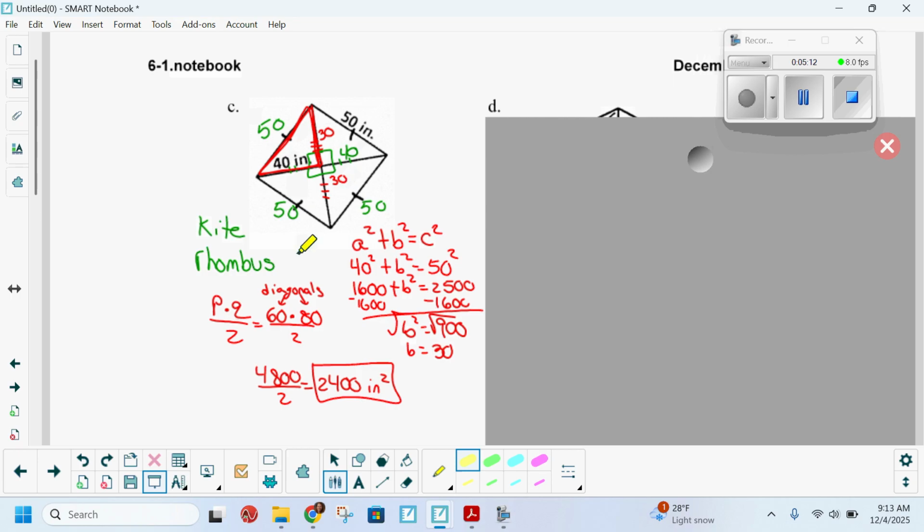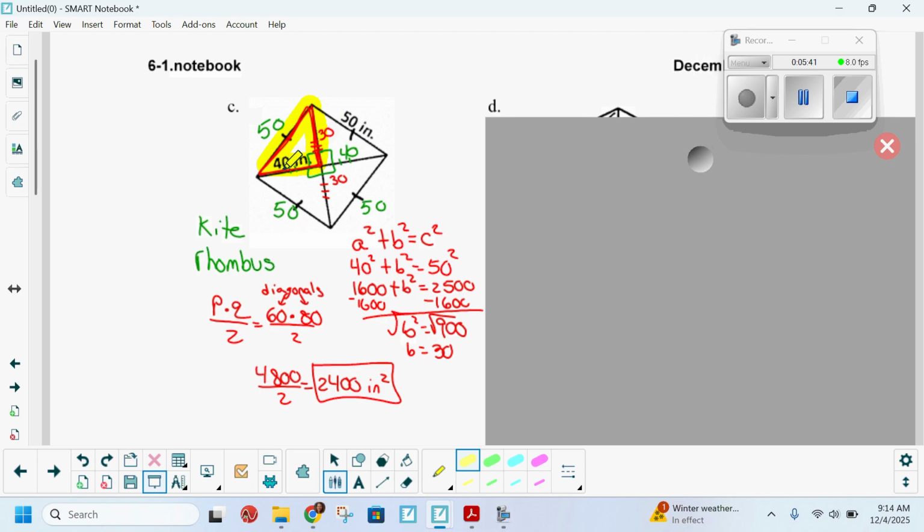One way is to use the kite formula: diagonal times diagonal divided by 2. Well, I need to know the diagonals first. In order to figure out the diagonals, if I know this is 40, and that means this is 40, and this is 50, I can use the Pythagorean theorem on this right triangle to figure out this missing side. So pretend I don't know that side right now. I already have it filled in, but we wouldn't know it.